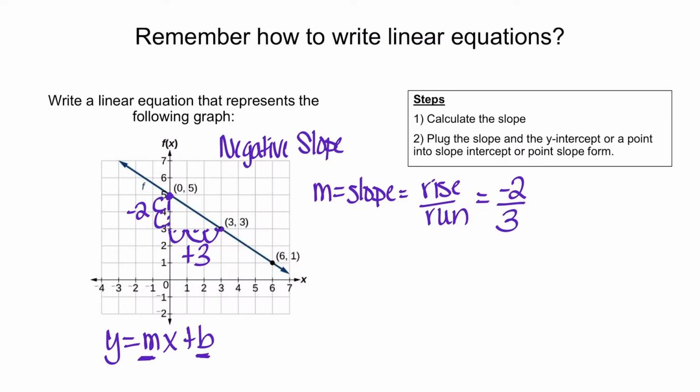And now I need to figure out the value of b. Well, b, remember, is the y-intercept. So I can look at this graph and see that it crosses the y-axis at 5. So that means my value of b is equal to 5. So the equation of this line will be y equals negative 2/3 x plus 5.